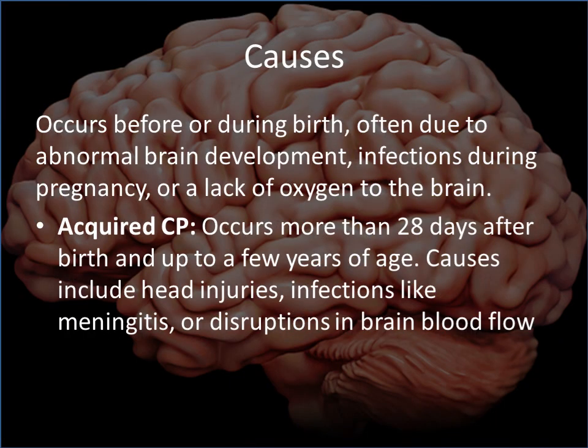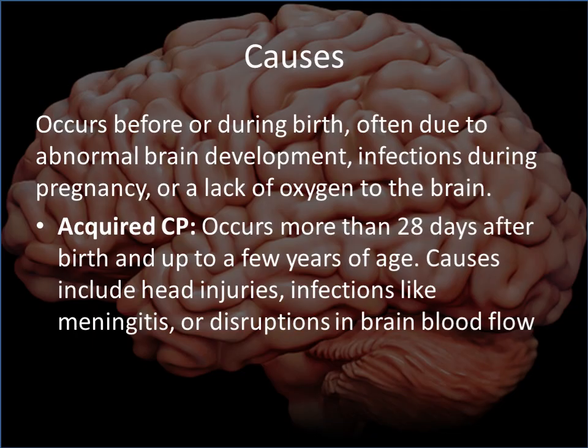So what are the causes of cerebral palsy? The brain damage associated with cerebral palsy can occur before, during, or within the first few years of life. We have the congenital cerebral palsy, the majority of cases, and it occurs before or during birth, often due to abnormal brain development, infections during pregnancy, or a lack of oxygen to the brain.